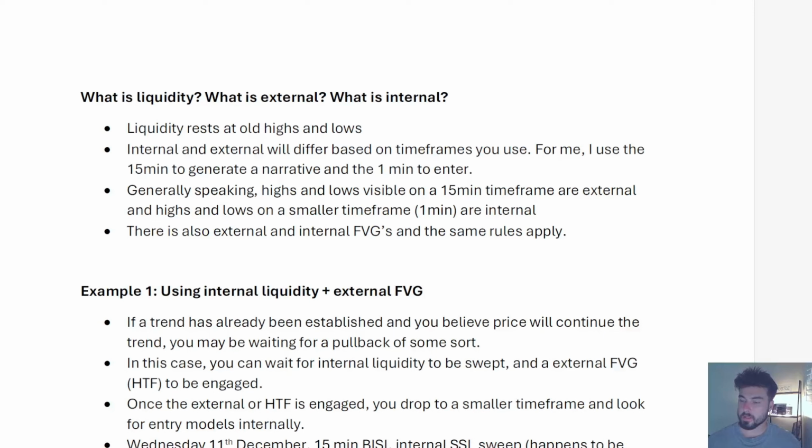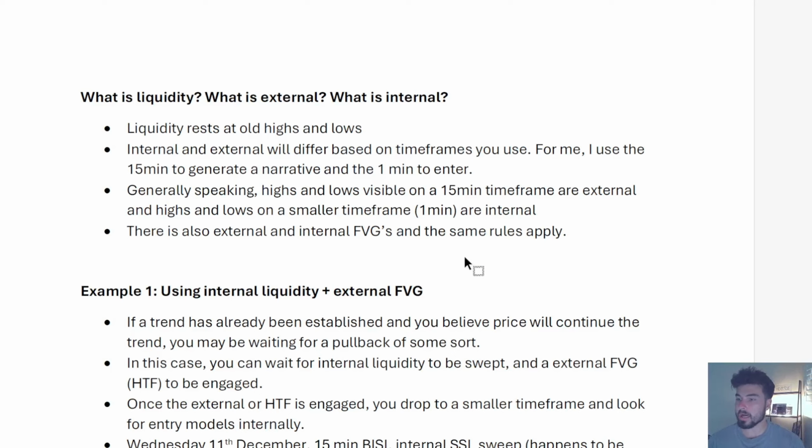Alright guys, so in this video we're going to talk about liquidity, but also importantly external and internal liquidity. As I said, so many people ask me about this, but I wanted to simplify this in terms of how to define external versus internal, and then get into 4 examples of how I actually apply these in the markets.